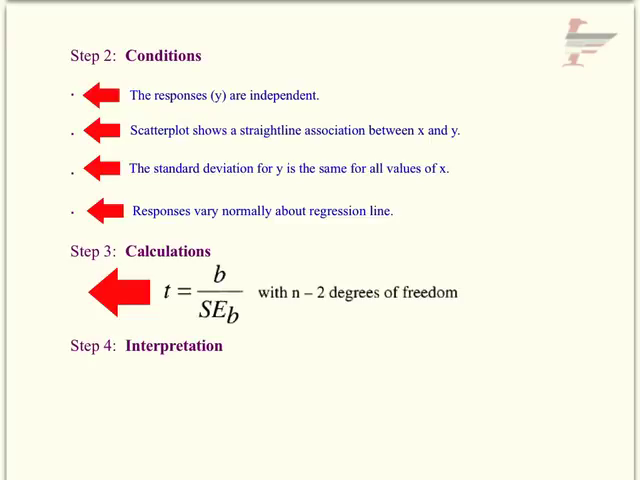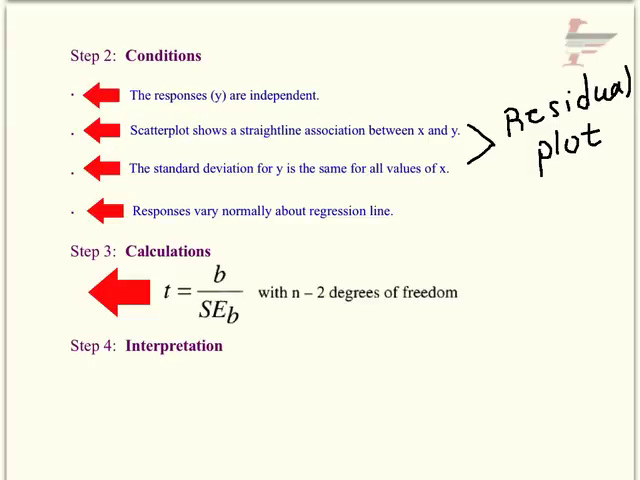Your conditions for an inference test, I talked about in the first video, so you can go back and watch that. But I'll remind you that you check that the responses are independent, which for the most part you assume. Your scatter plot should show a straight line relationship between x and y, and the standard deviation of y is the same for all of the x values. For these two, you will look at the residual plot, and if that residual plot shows a random scatter and there's not a lot of spread, then both of those checks should be met.